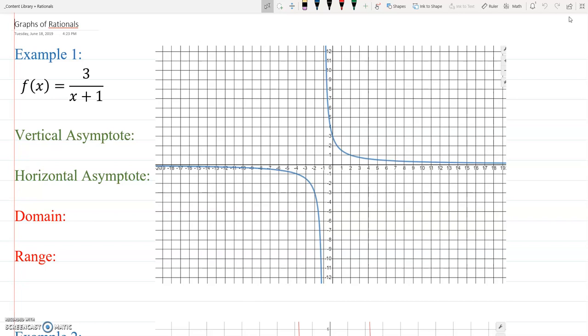I see two. We'll start with the vertical asymptote. Vertical is up and down. So there is a vertical barrier here where our function is getting closer and closer and closer to without actually touching it. When you see it graphed, we usually show asymptotes with a dotted line.